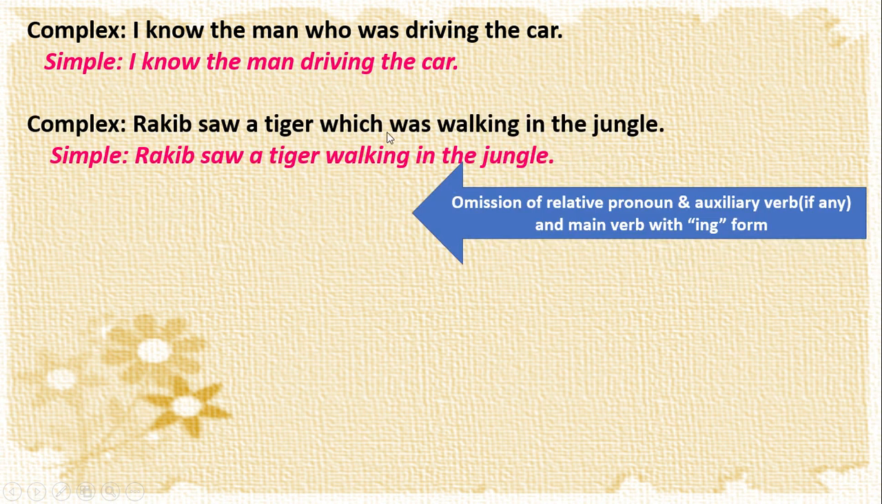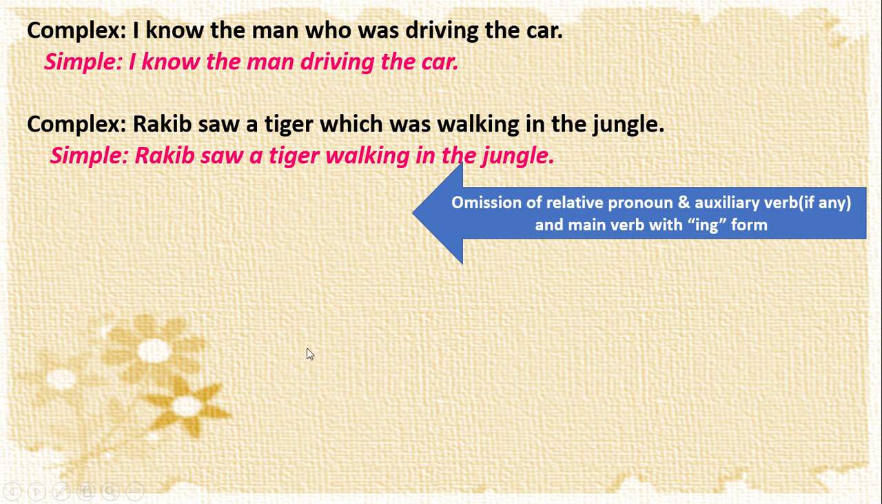Rakib saw a tiger which was walking in the jungle. Here we will omit the auxiliary verb with relative pronoun and it becomes Rakib saw a tiger walking in the jungle. So I think you have already understood the structure. Structure is nothing but omission of relative pronoun and auxiliary verb if there is an auxiliary verb there, and we will add ing with the main verb.